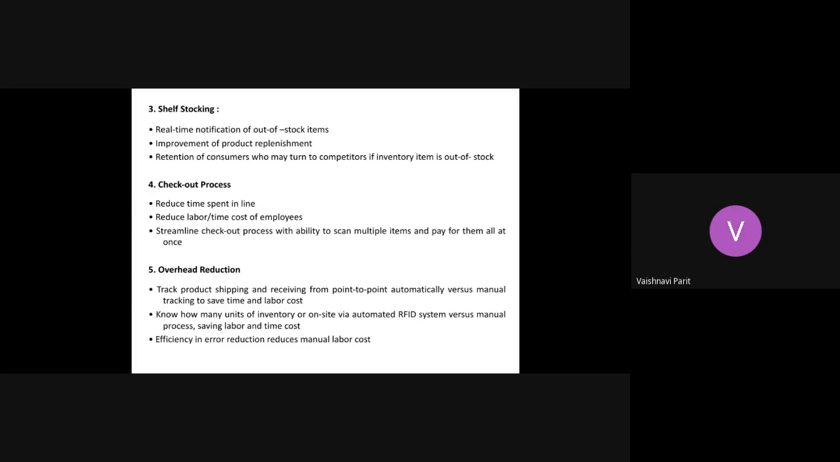And we have the fourth one, the checkout process, where the time used in getting the material into the stock, and how best you can transfer that to the customer's point. The time which has been invested can be reduced. You can save the time by using this technology.